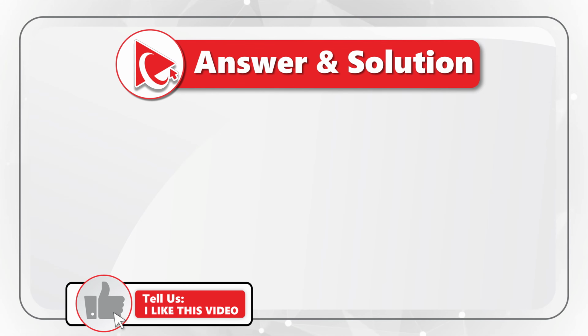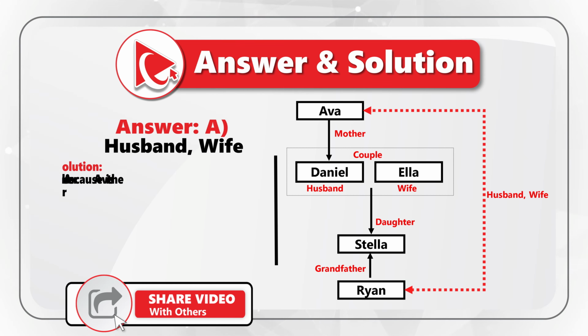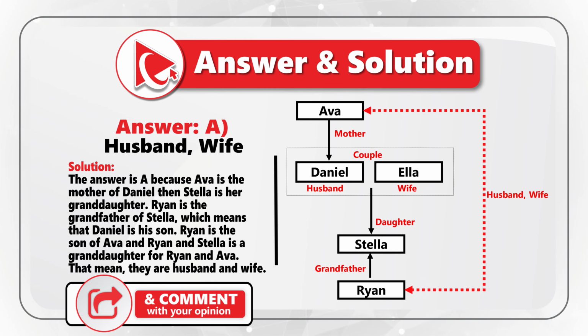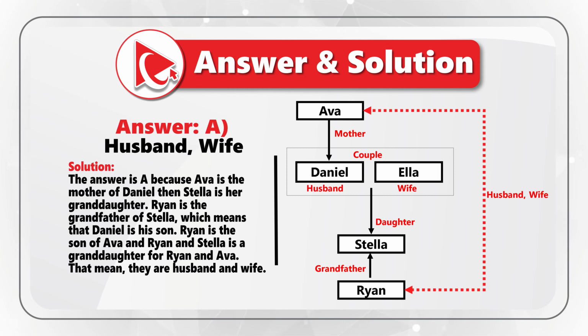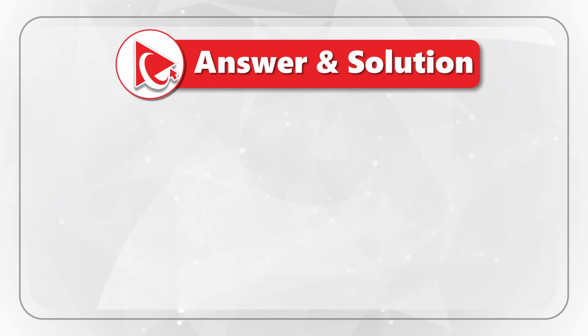Let's look at the answer in more detail. The answer is A, because Ava is the mother of Daniel, and Stella is her granddaughter. Because Stella is also a granddaughter to Ryan, this means that Ava and Ryan are husband and wife. Hopefully you've nailed this question and now know how to answer similar problems on the test.